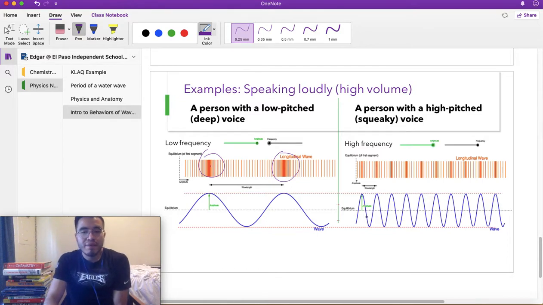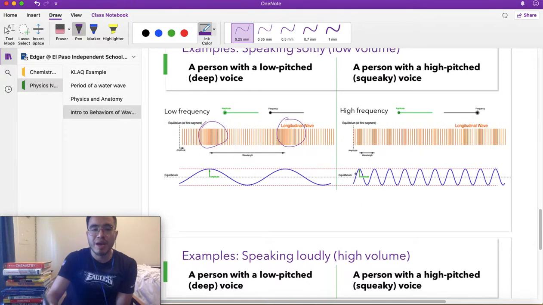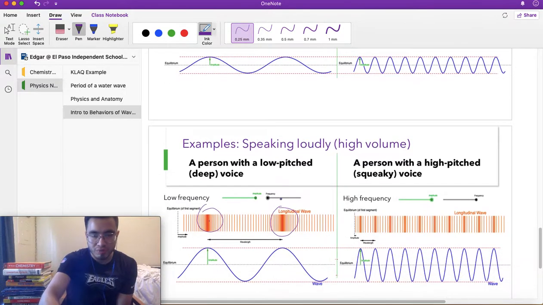Whenever you see a graph and you see high frequency, high pitched, if the amplitude is somewhat large, then they're speaking in a high volume. And if the amplitude is small, then very low volume, okay? Low intensity of sound.